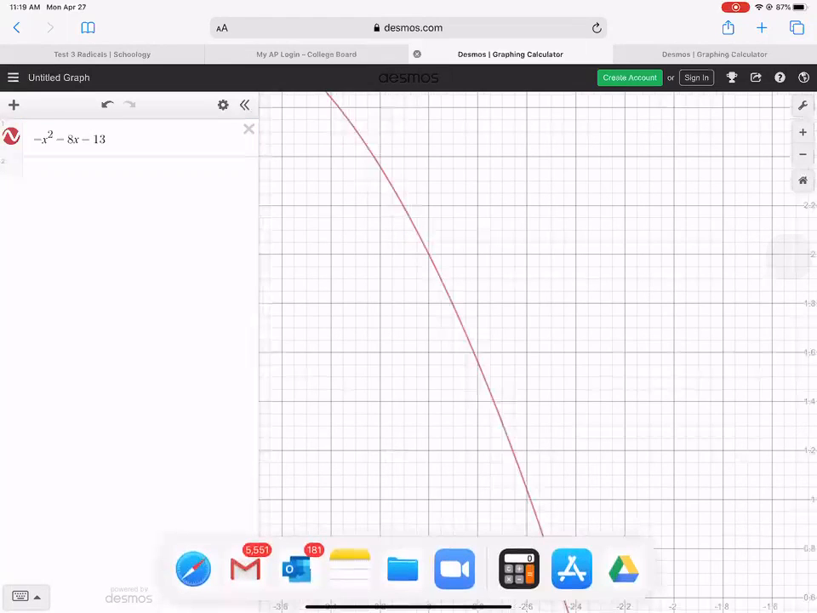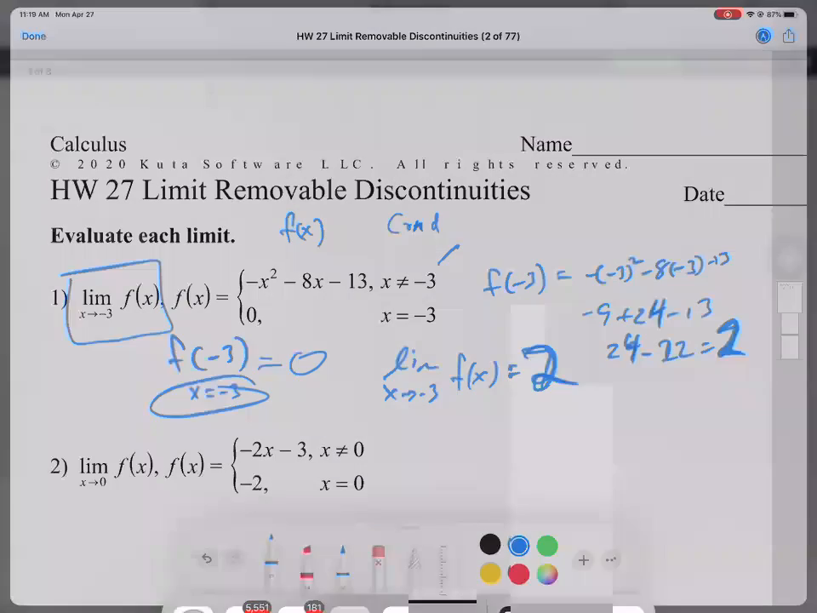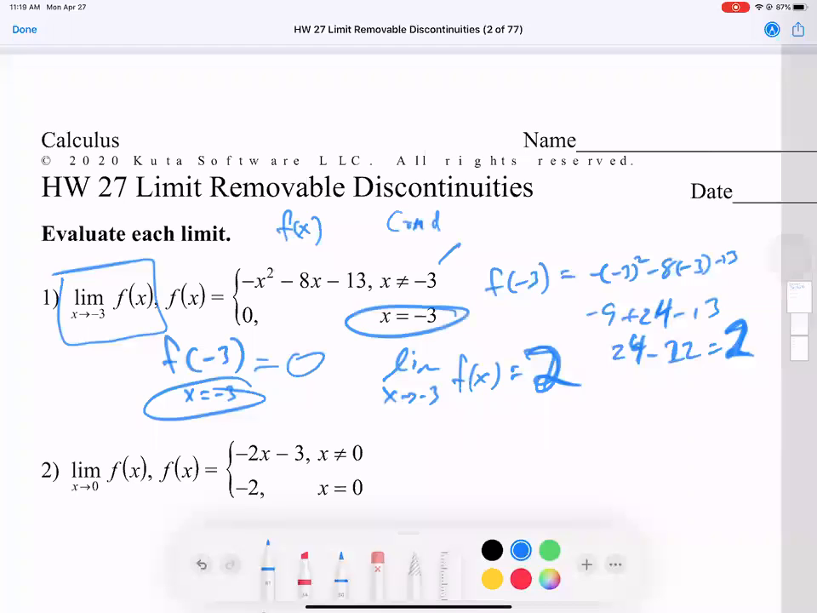But our piecewise function told us, hey, everywhere but 3. So what should the graph have looked like? It should have looked like 2. What is the actual value? Based on the conditions, it's going to be negative 3. So answering the question, 2.